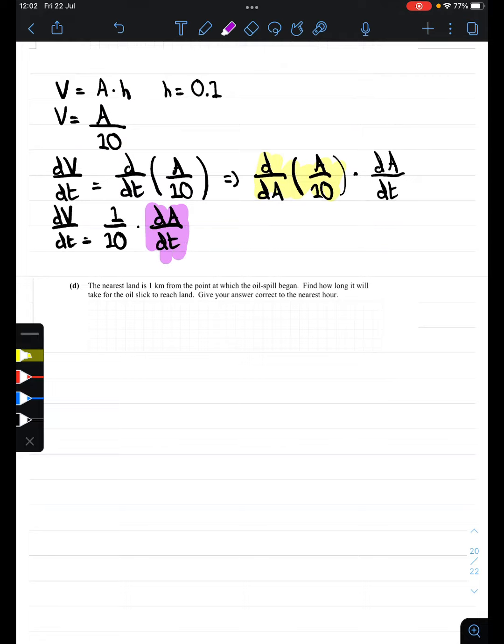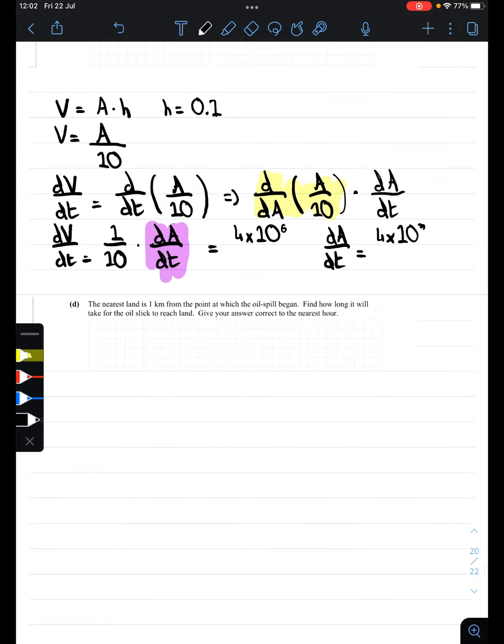And dA/dt is what we're looking for. We know dV/dt is 4 by 10 to the 6. So if we multiply both sides by 10, we get that dA/dt is equal to 4 by 10 to the 7. And the units are centimeters squared per minute. And we've shown what they asked us to show. So dA/dt is equal to 4 by 10 to the 7.